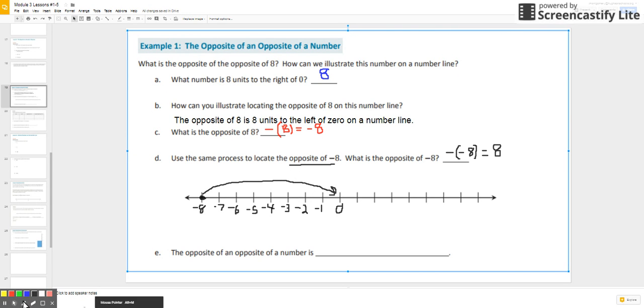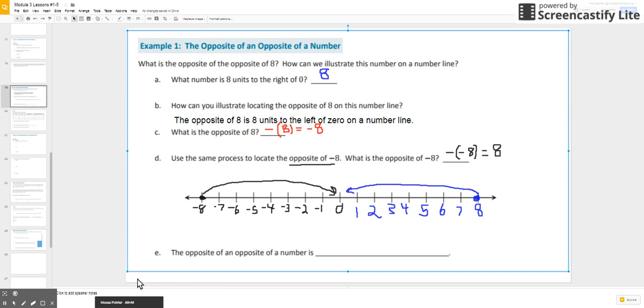Well, this is the opposite of 8, so the opposite of negative 8 would be positive 8. That means it would take us 8 units to the right of 0. Let's fill that in: 4, 5, 6, 7, and then 8. That's where our opposite would be located, and positive 8 and positive 8 match up. So there we go.